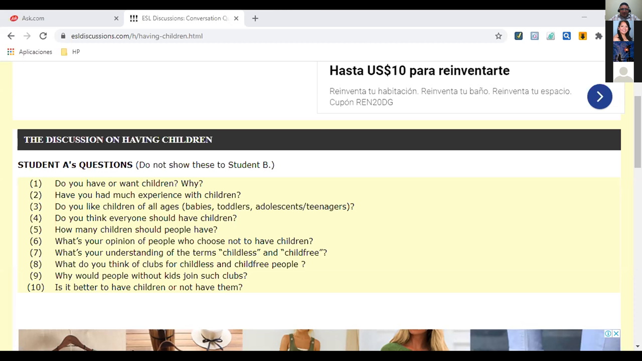Okay, and number 10, let's go to the last question. We don't have more time already. Is it better to have children or not to have them? What do you think, in this particular moment of history? In this moment of history, it's not good to have them. It's a bad time. But in other circumstances, it would be good. Yeah, I agree with you.